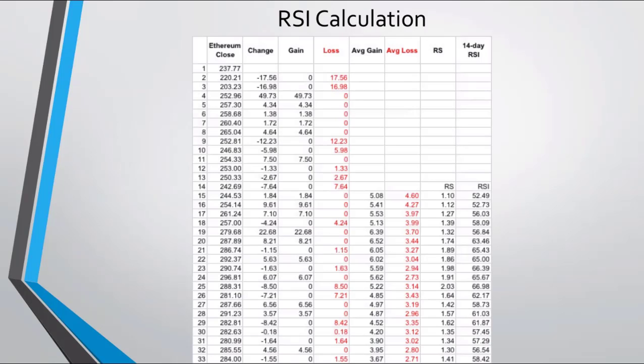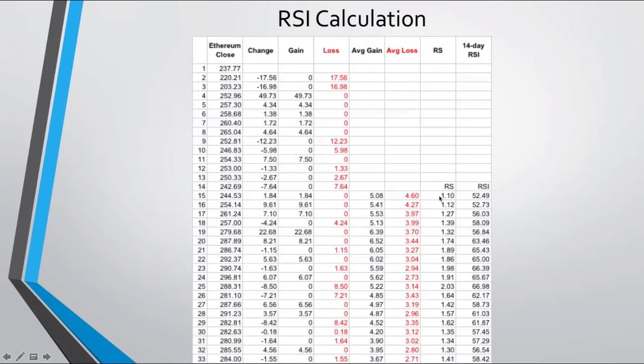So here's a spreadsheet that shows the Ethereum closes, the change from the previous day's close, and then calculates the gains or the losses. And you see if it's a losing day, it will have 0 for the gain. And if it's an up day, it'll have 0 for the loss. Then you do the calculations. So after you get 14 of these, this is using a 14-day RSI, you can work out your average gain and your average loss for the previous 14 days.